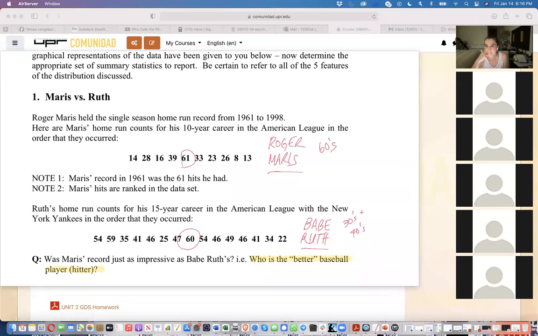I would say Wolf, Ruth, because he plays for 15 years. Yeah. I'll say Ruth too. He has more experience. Okay. Yes. Okay. What about the numbers? Not just the career, but the numbers. Look at the values. The magnitude. What would you say looking at the numbers?